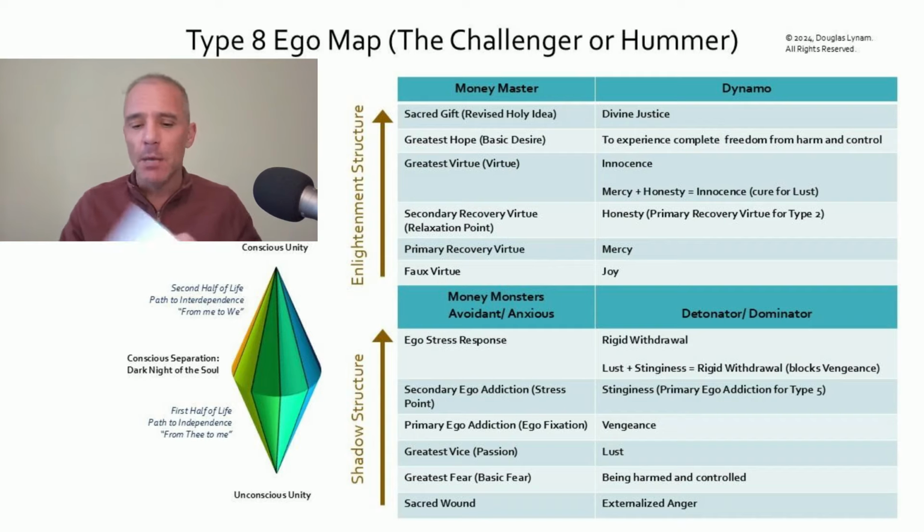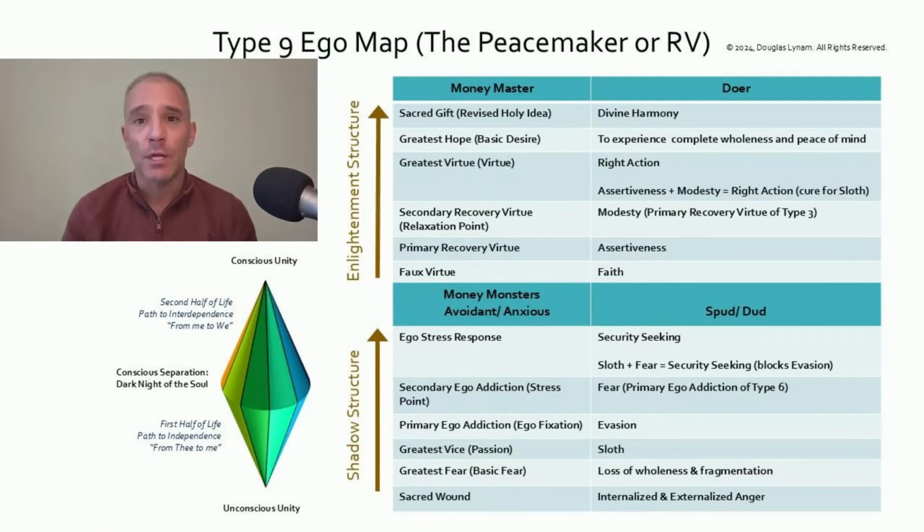So that's the type 8. Moving on to type 9, the peacemaker or the RV of egos.